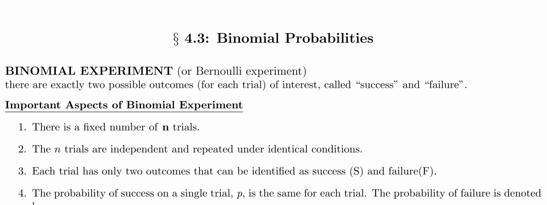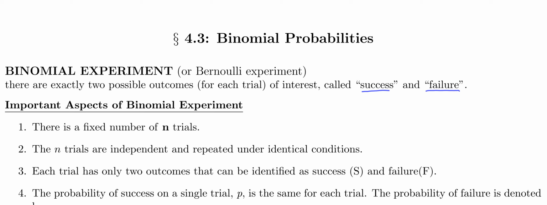A binomial experiment is an experiment where there are exactly two possible outcomes for each trial of interest, called success and failure. This means that even if there are not normally two outcomes for this type of experiment, in this case, we can identify one as success and the others as failure.